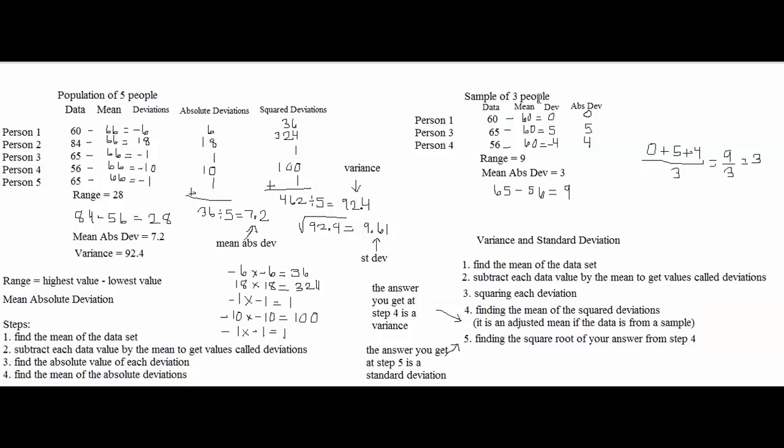Now let's try to find the variance and standard deviation of the sample. We've already done steps 1 and 2 because we already have our deviations. We can skip to step 3, which is squaring each deviation. So we need our column of squared deviations.